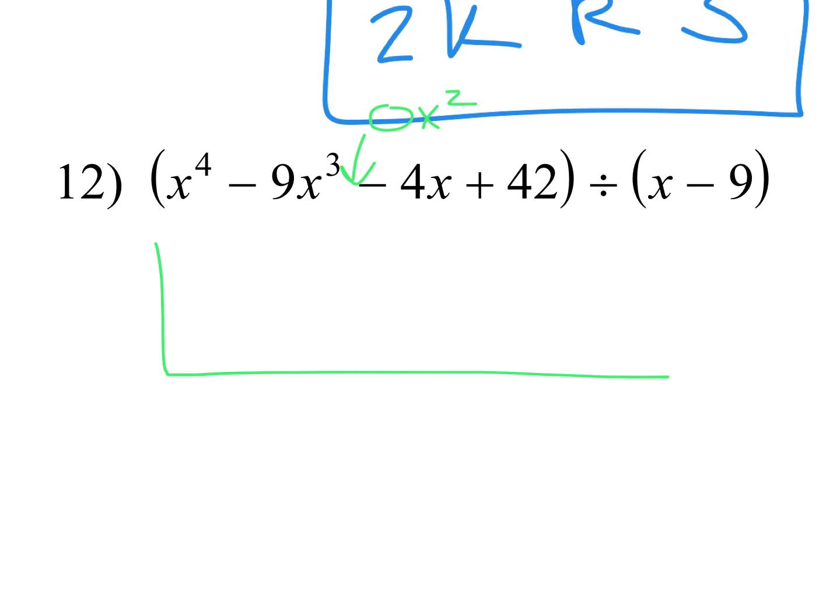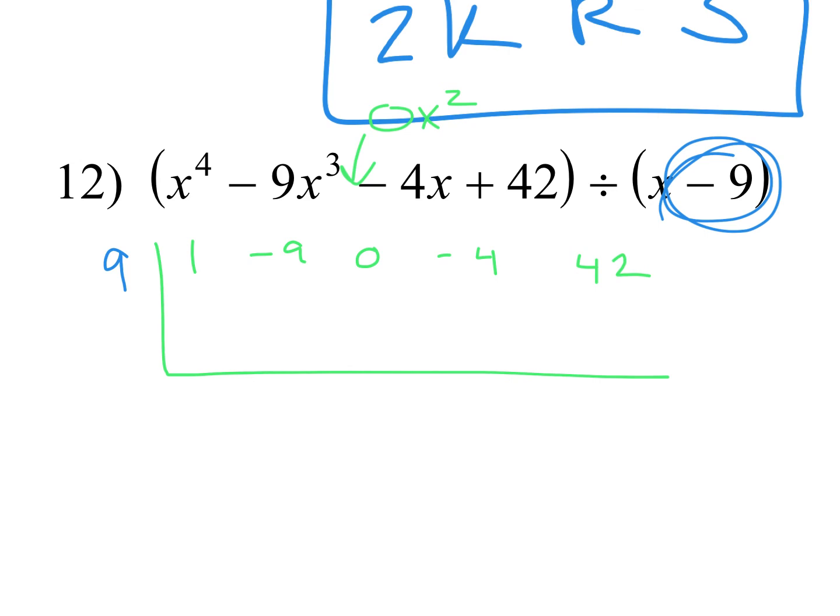One. Negative 9. 0. Negative 4. And 42. Perfect. What goes outside the box? Positive 9. Awesome. We have to change the sign so it becomes a positive 9 on the outside. Alright, now we can start. What do we do first?